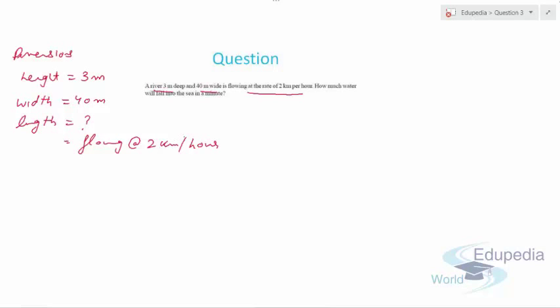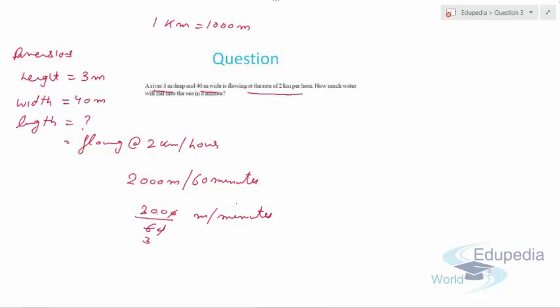Now, however, it's given per hour, so we need to calculate per minute, right? So we can say that if it's 2 kilometers, this will be 2000 meters, right? Why? Because in 1 kilometer we have 1000 meters, and it's per hour, so we can say per 60 minutes, right? So this means it will come out to be 2000 upon 60 meters per minute. So this and this will cancel. So this will be 2 3s are 6, so it is 100 by 3 meters per minute, right?